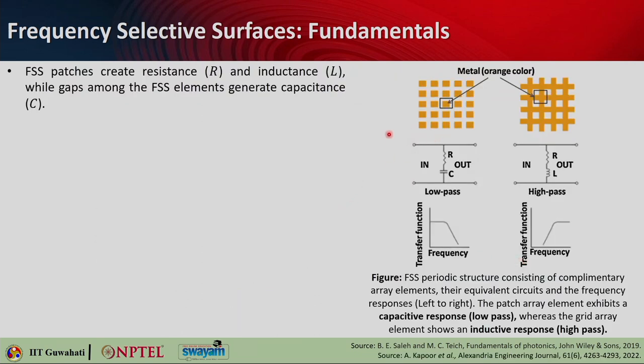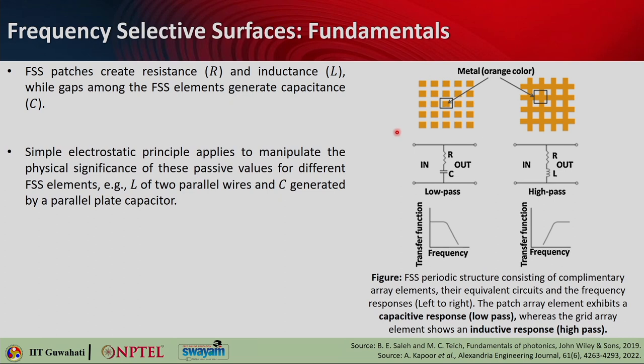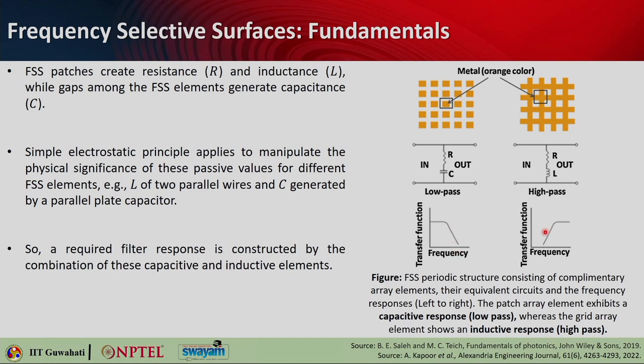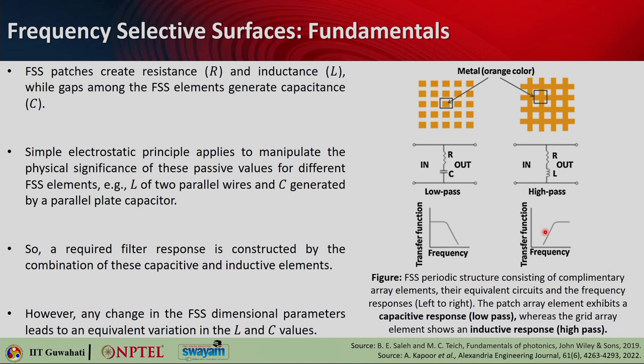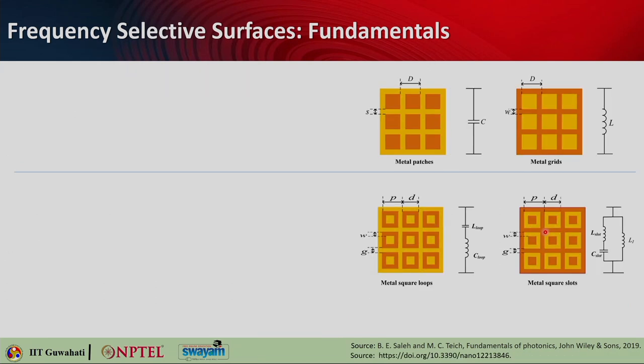So this is what we have seen, that typically the FSS patches have resistance because you are using metallic elements, and they can have inductance or capacitance depending on the elements you are using. When you are using metallic patches, you can think of a capacitive element, so it can give you low pass characteristics, and when you use metal grids, you can think of this as inductive elements, and they will give you high pass characteristics. That is basically the inductive response. So using this high pass and low pass, you can combine them in series or parallel to make band pass or band stop characteristics, as you learned already in circuit theory. So here also something like that can be used to make FSS based filters using these concepts.